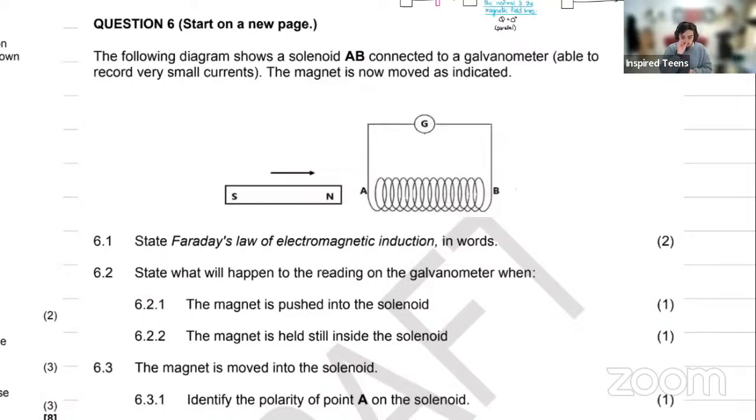In the first one, the magnet is pushed into the solenoid. What happens to the galvanometer? There will be a reading. Again, we know that when there is a change in magnetic flux, when the magnet is moving, that's when current is induced. When the magnet is still, when there's no motion, there's no current induced, because it takes a change in magnetic flux to induce current, not just magnetic flux. So when it's held still inside of the solenoid, there's no current. Therefore, there is no reading on the galvanometer.